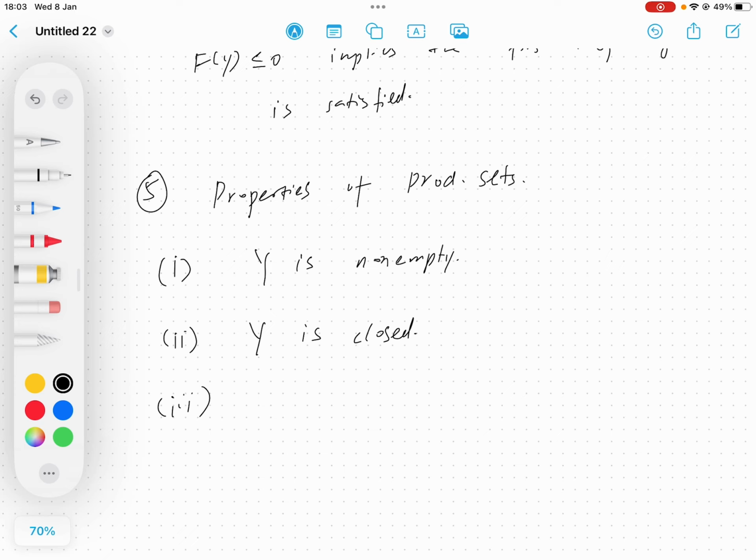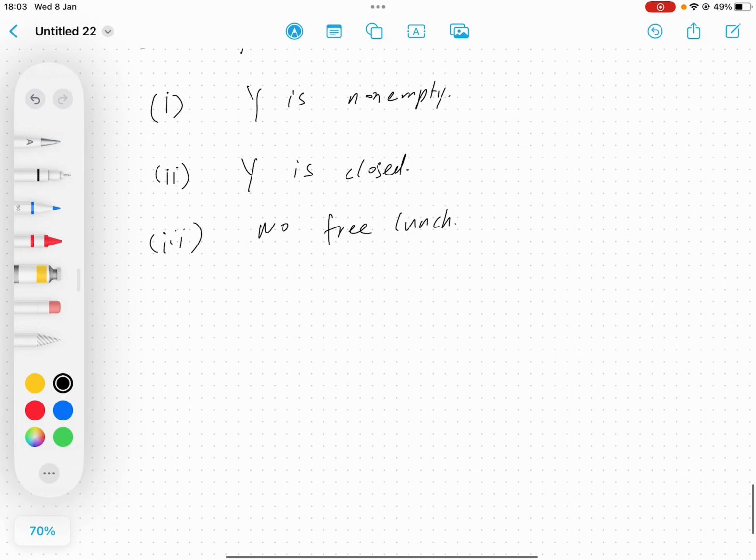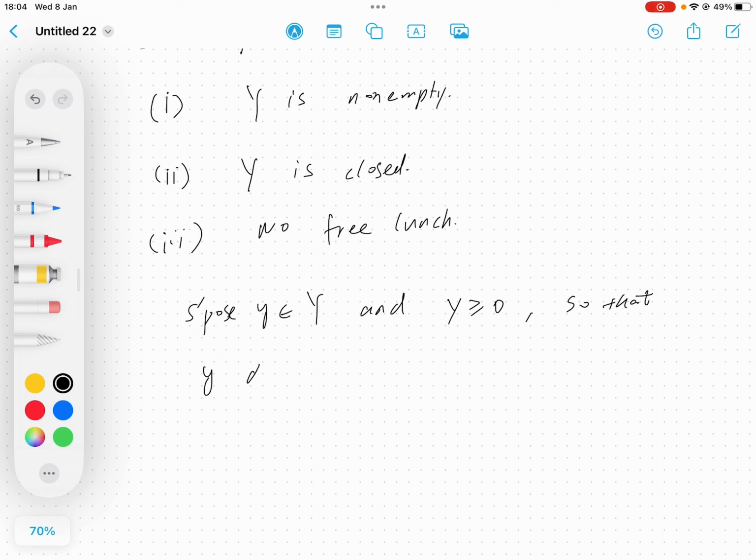The third one is called no free lunch. Mathematically, suppose this little y is in the capital Y, and suppose that this little y is positive or 0, so that y does not use any inputs, and we say that this is not possible. So no free lunch is satisfied if this production vector cannot produce output either.